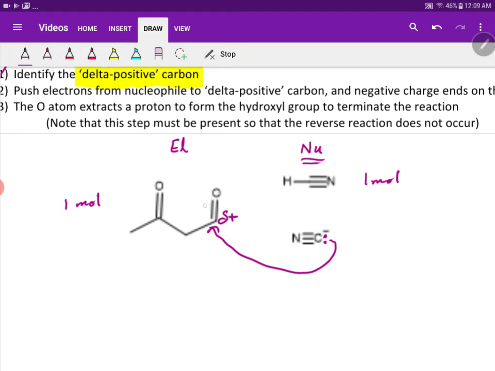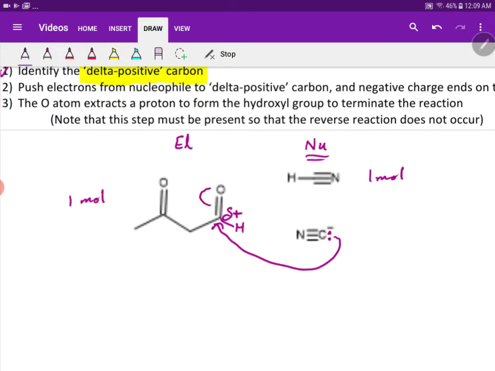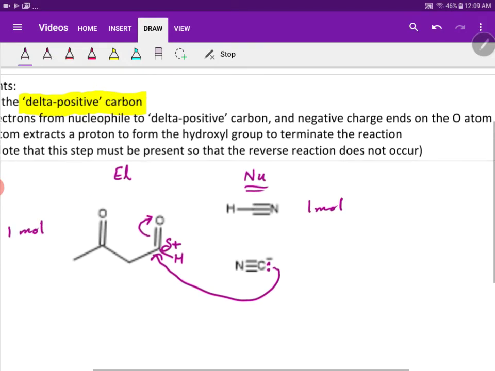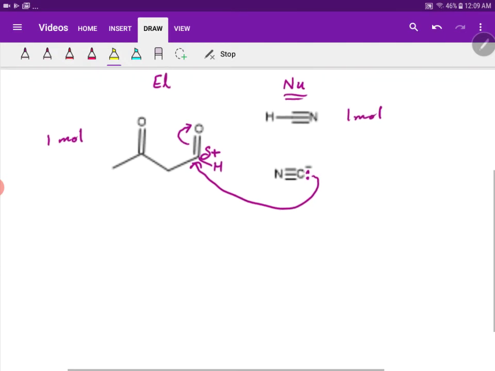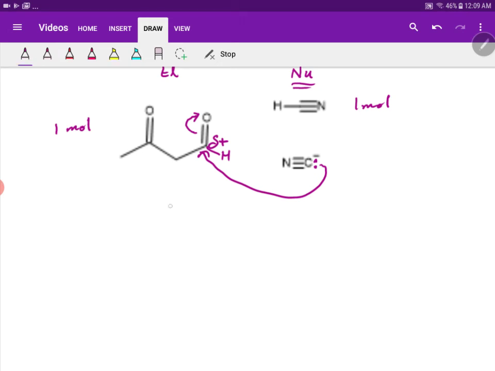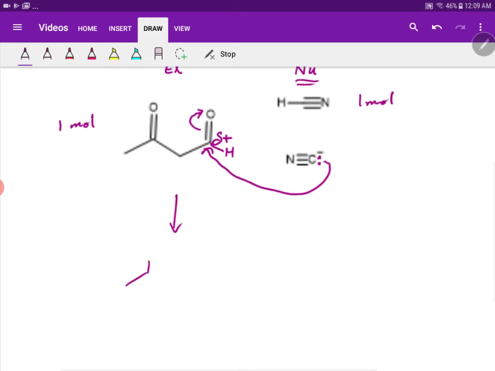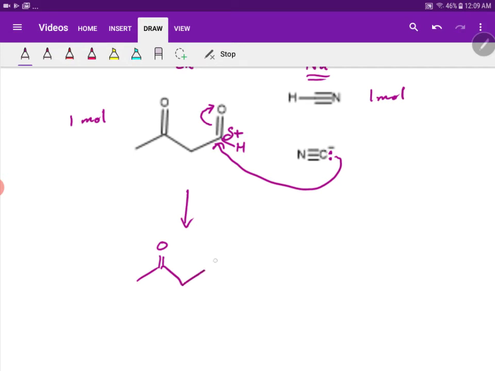Now this carbon has, inclusive of this hydrogen, 5 bonds. It cannot have 5 bonds, so it has to push one other bond up and it should end up on the O atom. So the negative charge ends up on the oxygen atom. What you will have at the end of the day is this, with a CN group here.